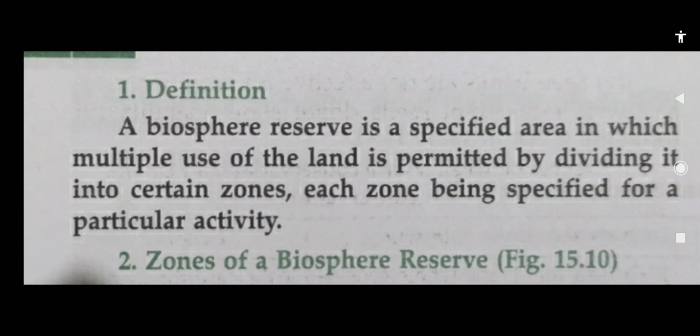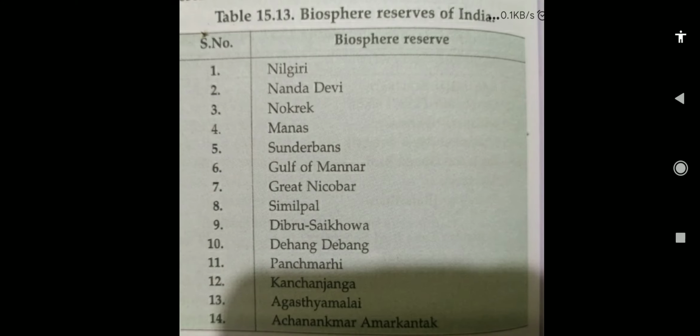A biosphere reserve is a specified area in which multiple use of land is permitted by dividing it into certain zones, so that a particular zone is specified for a particular activity. In a forest also, the forest is divided into many zones; in some zones human activities are involved, but in other zones human activities are not permitted. This type is called a biosphere reserve. As I have discussed, Nilgiri, Nanda Devi, Manas, and Sundarban are a few biosphere regions in India.